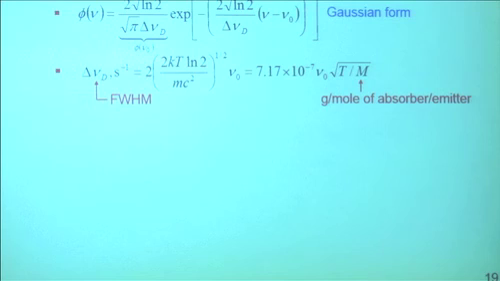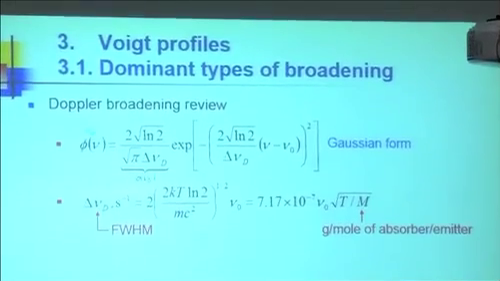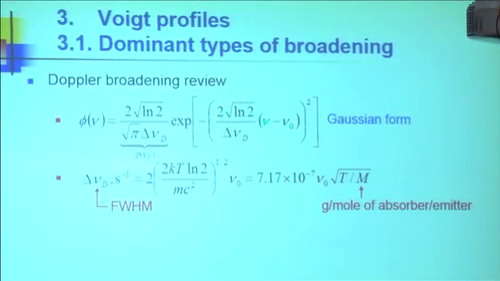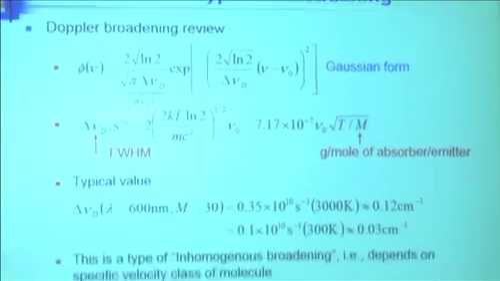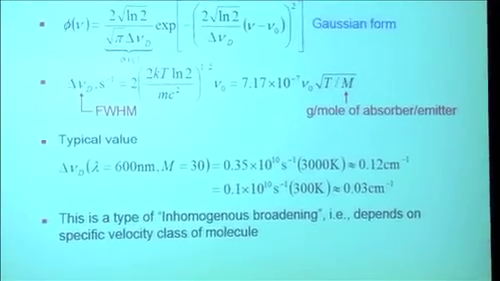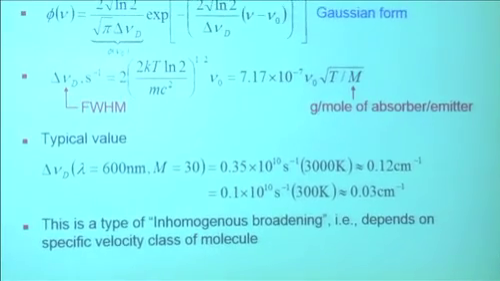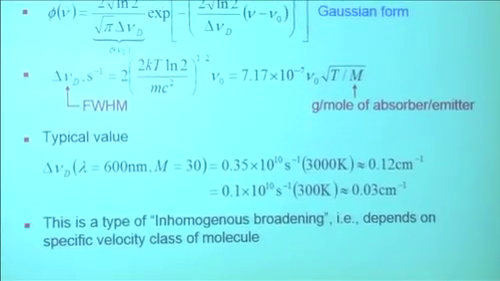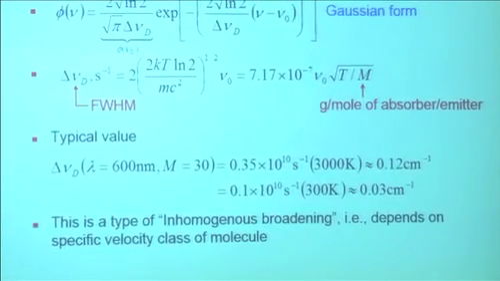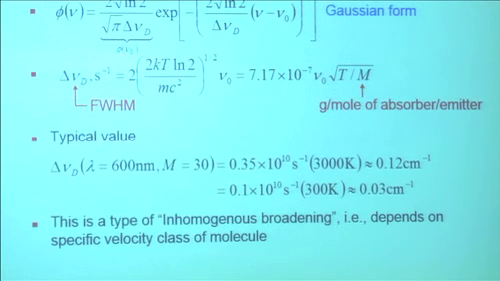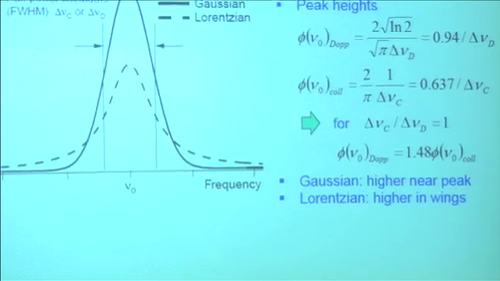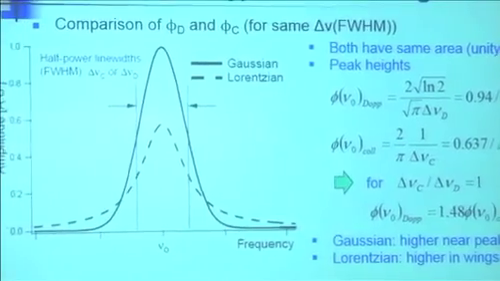Doppler broadening. This is the review panel. It's exponential, e to the minus nu 0. Doppler width is 7 times 10 to the minus 7, square root of T over M, times nu 0. Typical values are shown, and it's inhomogeneous broadening. Now, it's a subtlety at what point you have to pay attention to whether it's homogeneous or inhomogeneous. We usually sweep that under the rug. It comes into play when you have saturation broadening.